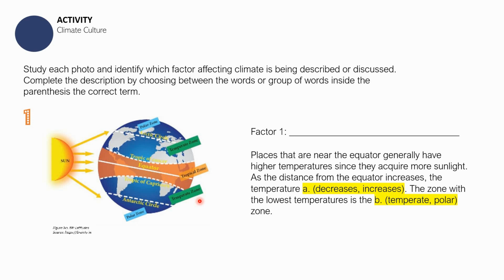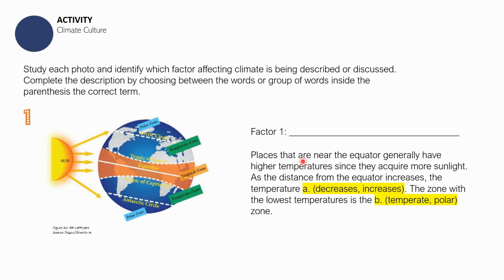So you have to complete the description right here, okay, by choosing between the words or group of words inside the parentheses to correct them. Actually, what I mean about this pala is into factor 1, kailangan mo isulat dito kung alin sa mga factors affecting climate itong tinutukoy ng photo na to. Okay, and then dito naman, pipili ka ng isang word. So, meron tayo sa A. Meron tayong decreases and increases. Pili ka lang ng isang word dyan na tingin mo is magpapakompleto ng thought ng buong statement na to. And make sure na kompleto yung thought at tama rin yung thought, based dun sa mga natutunan mo na so far in this series.